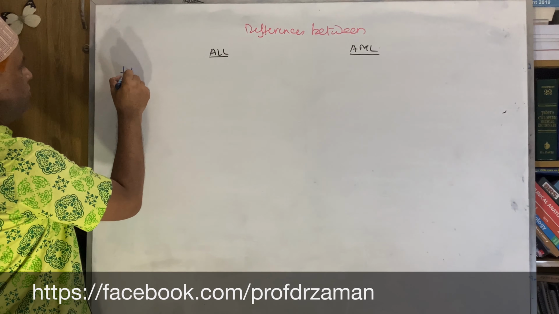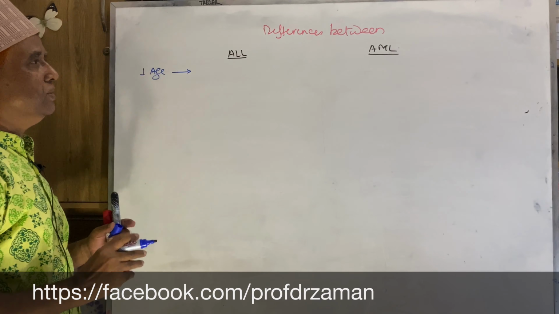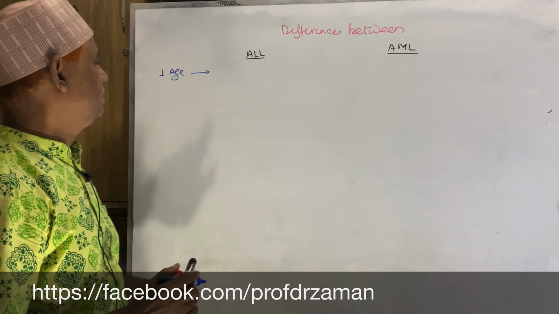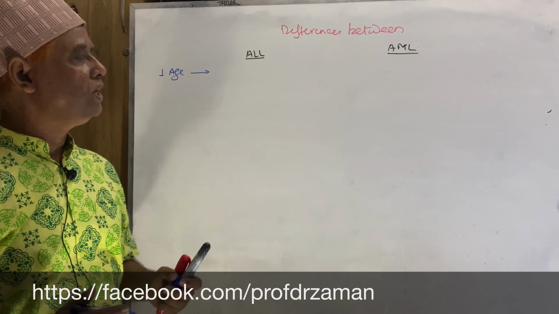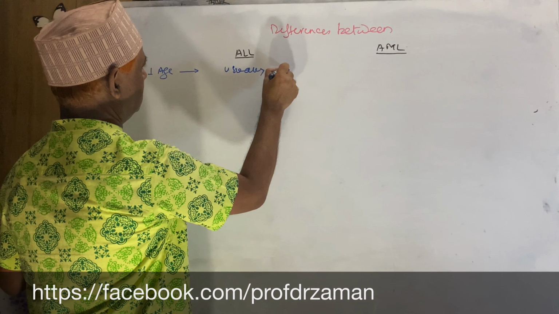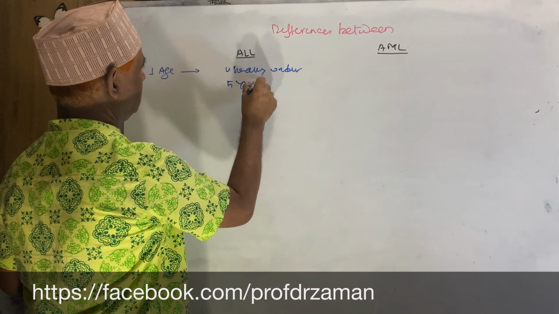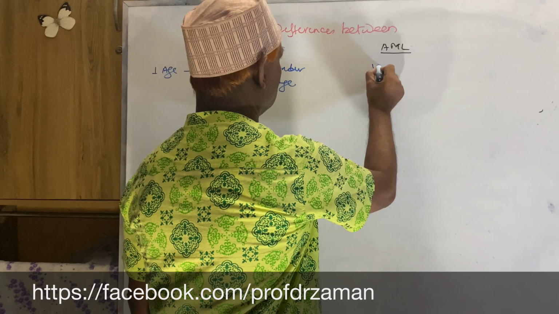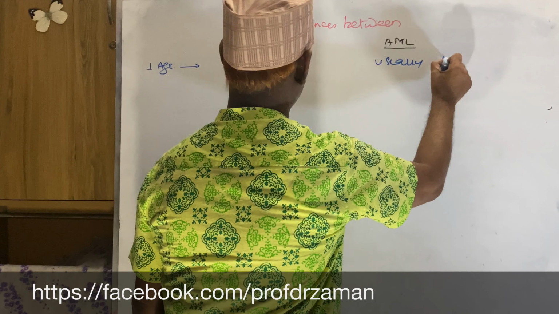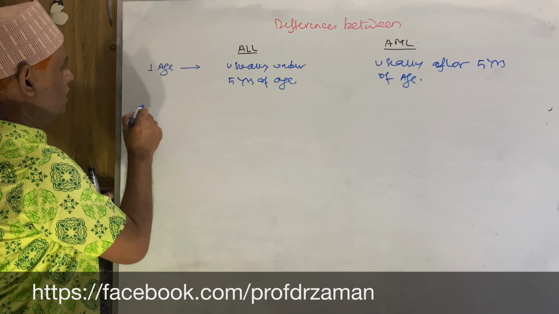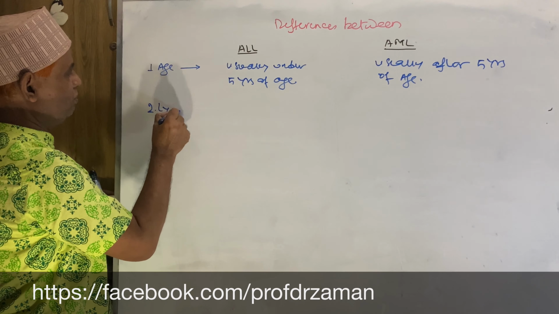First come to age of occurrence. Both acute lymphoblastic and myeloblastic leukemia usually occur in childhood, but acute lymphoblastic leukemia is usually common under 5 years of age. But AML, acute myeloblastic leukemia, is usually common after 5 years of age. Then lymphadenopathy.